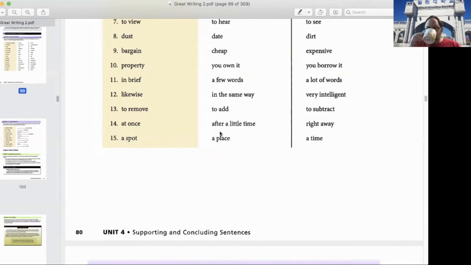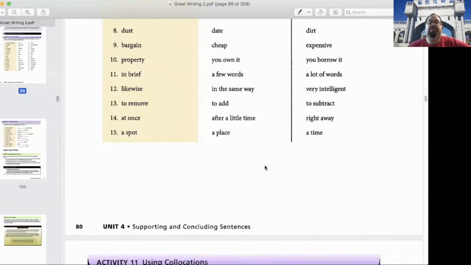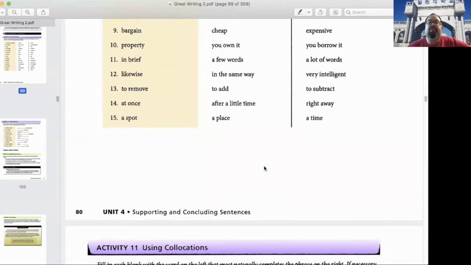Likewise is a way to say similarly. So in the same way. To remove, if you remove something, you take it away. Again, you are subtracting. At once means immediately, so right away. And a spot is another way to say a place. So for example, there's a good kalguksu spot near my apartment, a good place to have kalguksu.